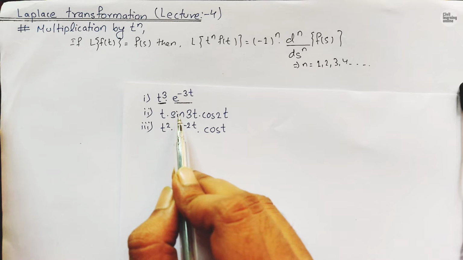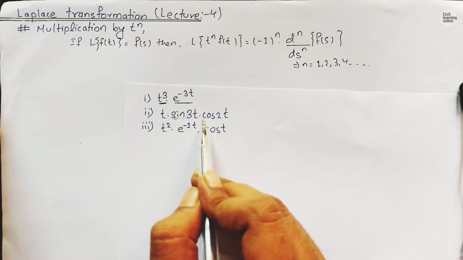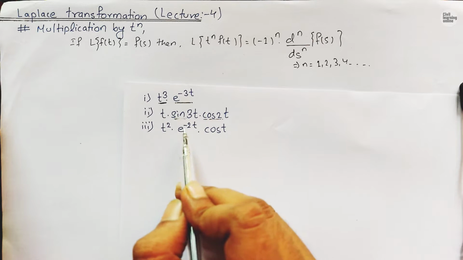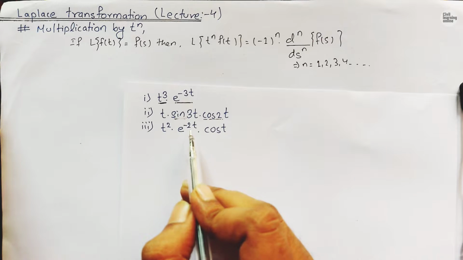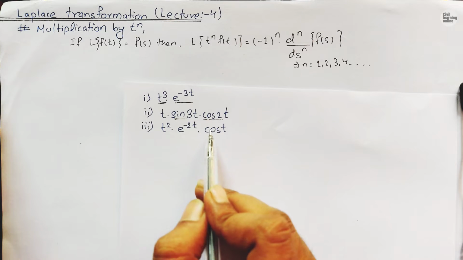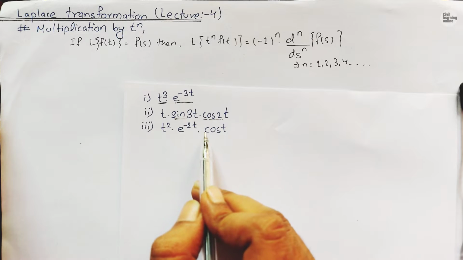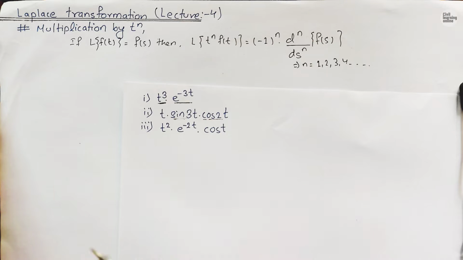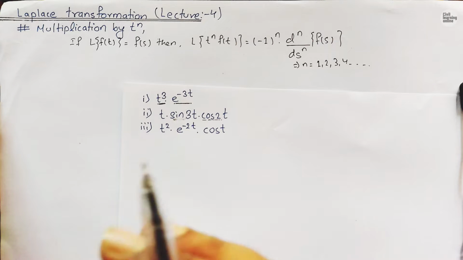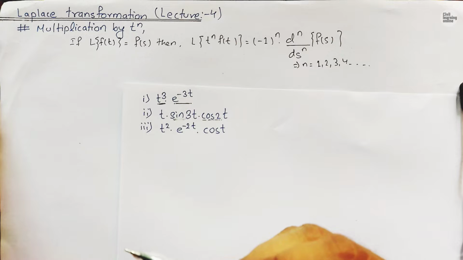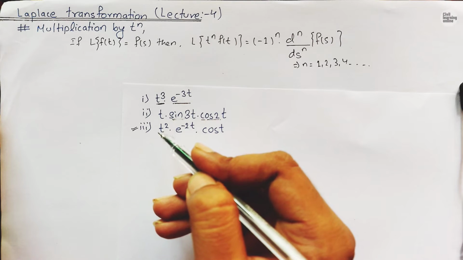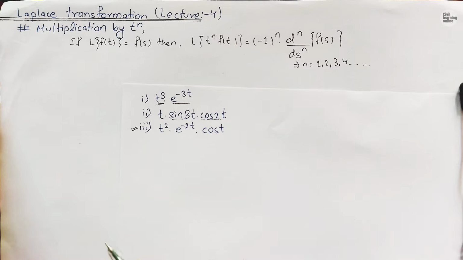Similarly, our second problem has two trigonometric functions which are multiplied with t. Similarly we have a third numerical problem, where exponential and trigonometric functions are in product form and multiplied with t square, that is, the t to the power n form. So let's proceed with the solution of numerical 1, and as we proceed with the numericals the difficulty level will increase, and such types of numericals carry the highest marks in the examination. So do continue with the lecture till the end.